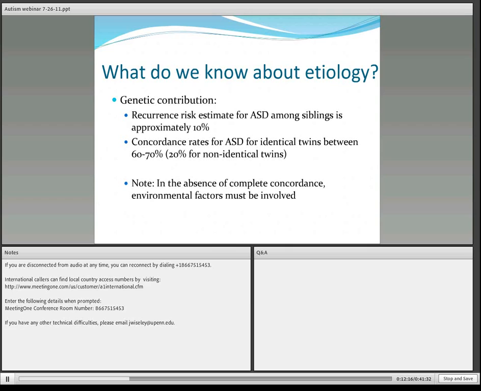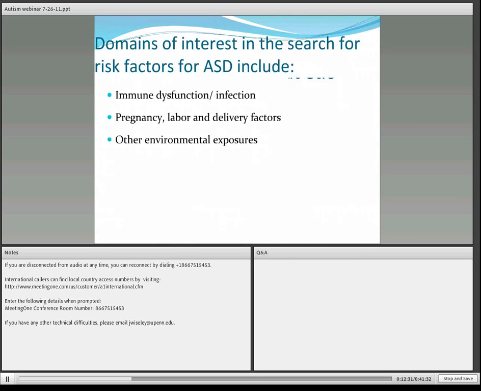So some of the risk factors we're looking at relate to the following domains: immune dysfunction or infection, pregnancy, labor and delivery factors, and then other environmental exposures. So I'm going to say a little bit about each of those domains, and those are just 3 domains among many. These are the ones that I think are probably the most important and where the most investigation is going on.